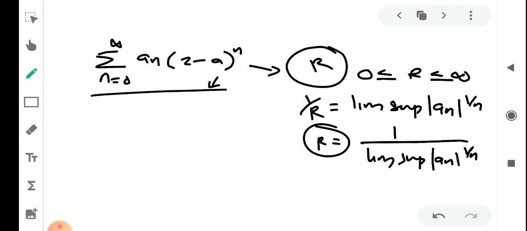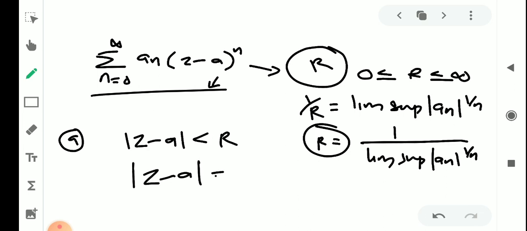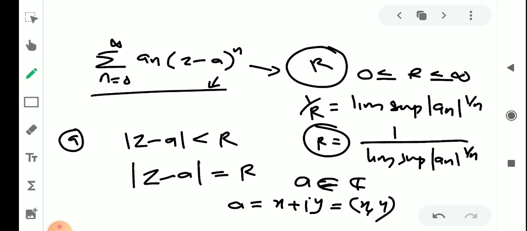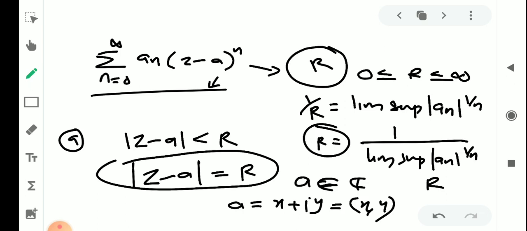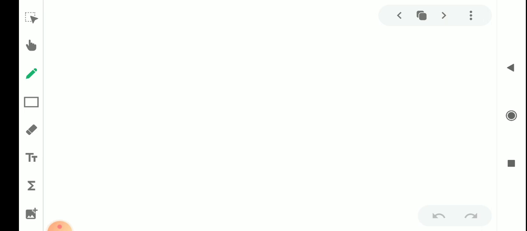Then we have to prove that, first case, mod z minus a less than R. In complex analysis, the equation of a circle is mod z minus a equal to r. That is, a is the center. a is a complex number, so a can be written as some x plus iy, that is, (x, y) are the coordinates, and r is a positive real number, that is the radius. So this is the equation of a circle with center a and radius r. So mod z minus a less than r means it is the interior of a circle.